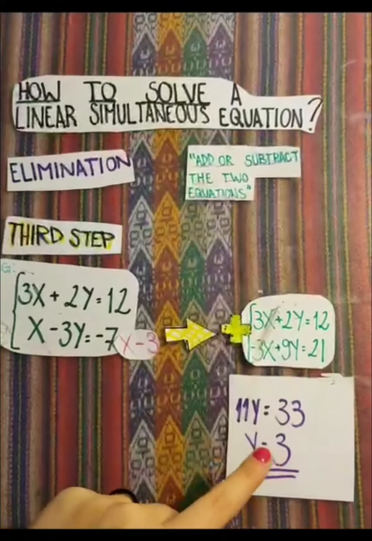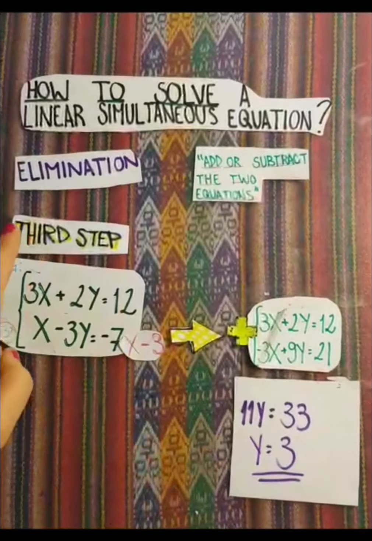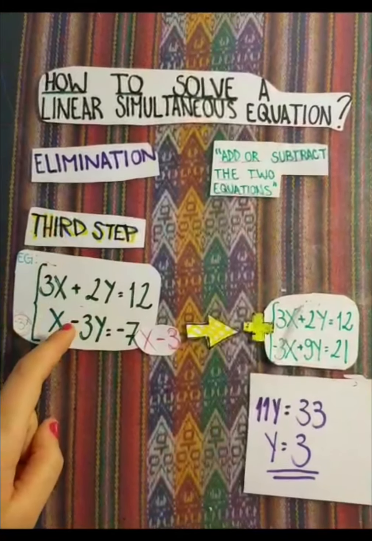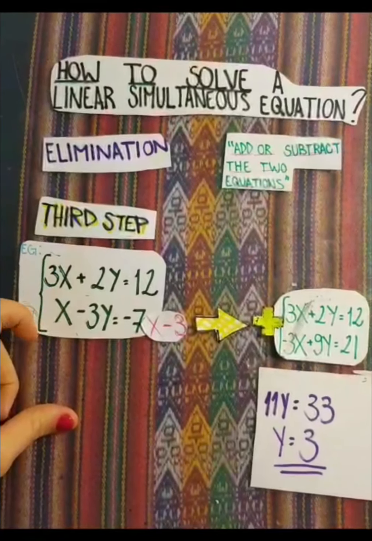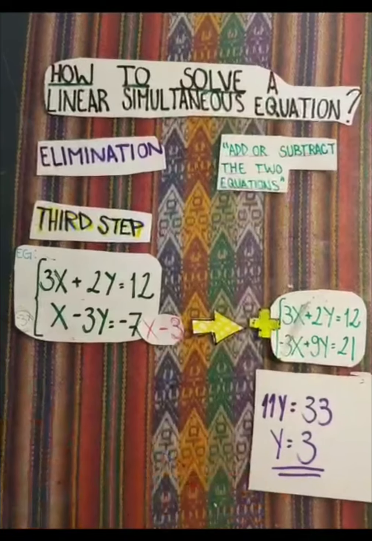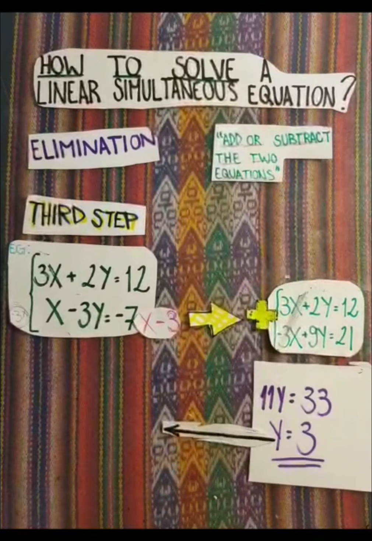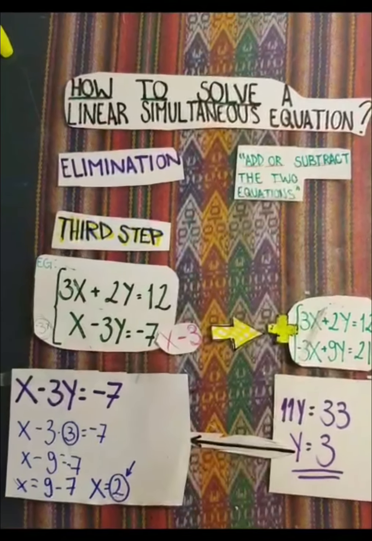Now that you have the value of y, the third step is to find the value of x to have the solution of the whole system. So you need to pick the bottom or top equation and substitute the value of y in it.